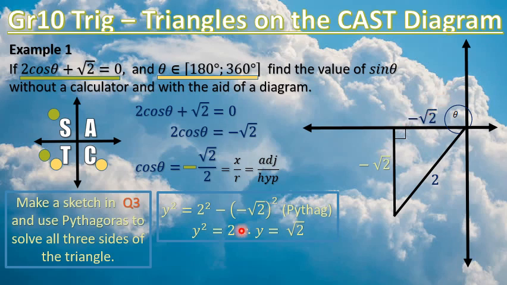Now this is all the diagram and all this working out needs to be done before we can even answer the question, being find the value of sine theta. But we're ready now because we have all three sides of the triangle. So we can find sine theta because we know sine theta is y over r. So the y value in this triangle is negative root 2, and the r value is 2. Hence we have negative root 2 over 2. Easy peasy.